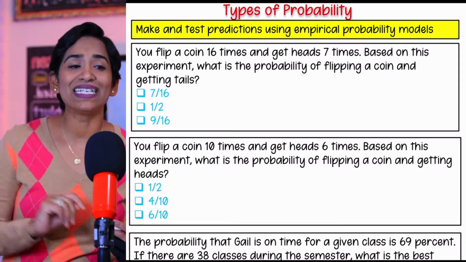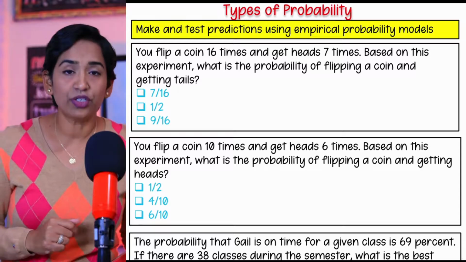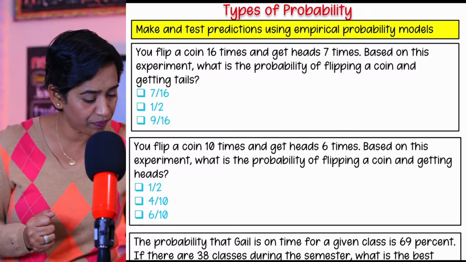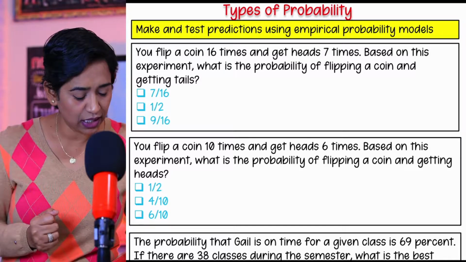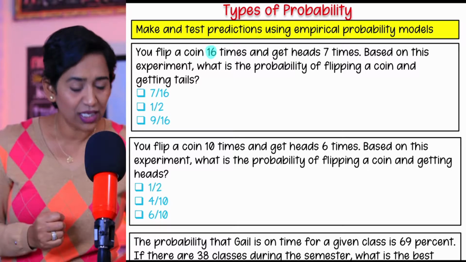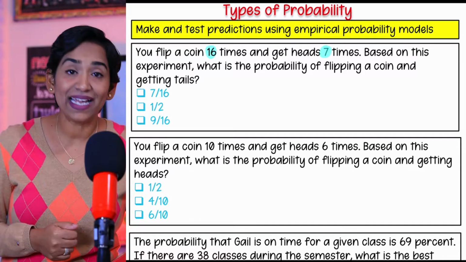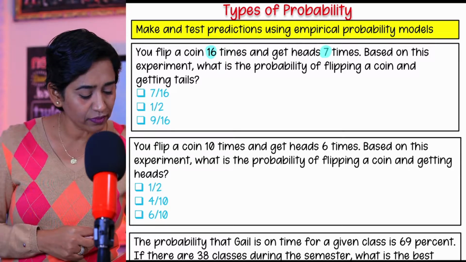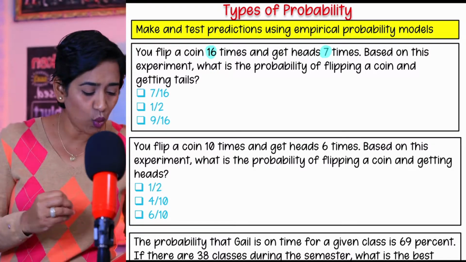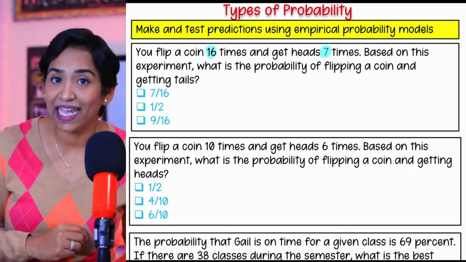You flip a coin 16 times and get 7 heads. I'm going to highlight the numbers that are important to us. So I'm flipping a coin how many times? 16 times. How many heads did I get? 7 heads. I get heads 7 times. Based on this experiment, what is the probability of flipping a coin and getting tails?